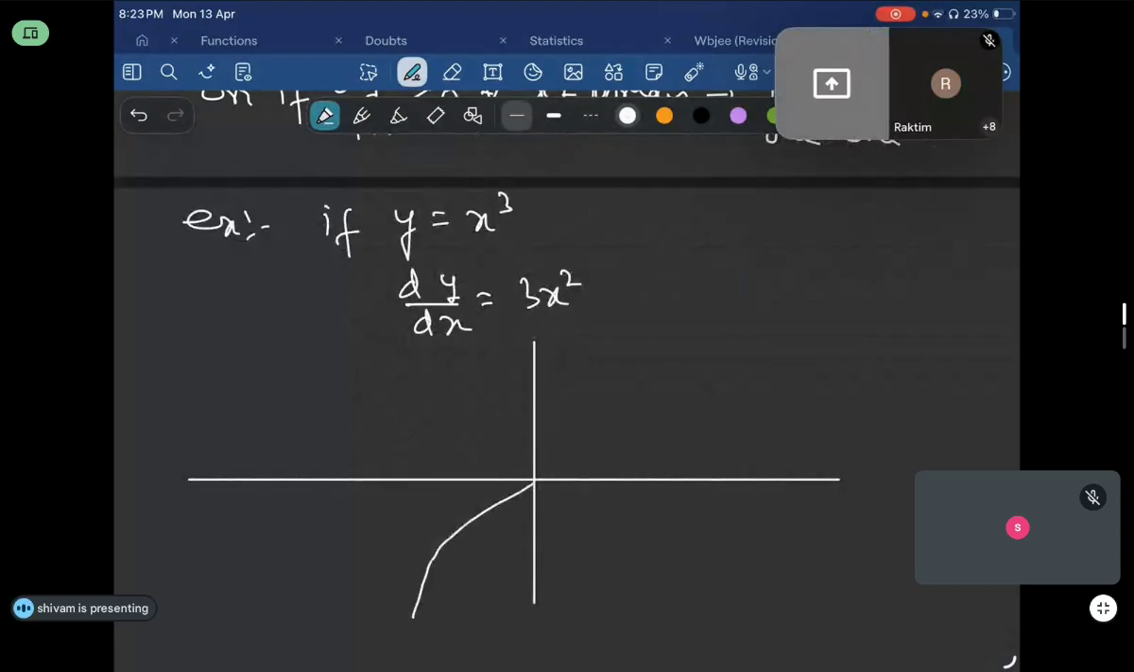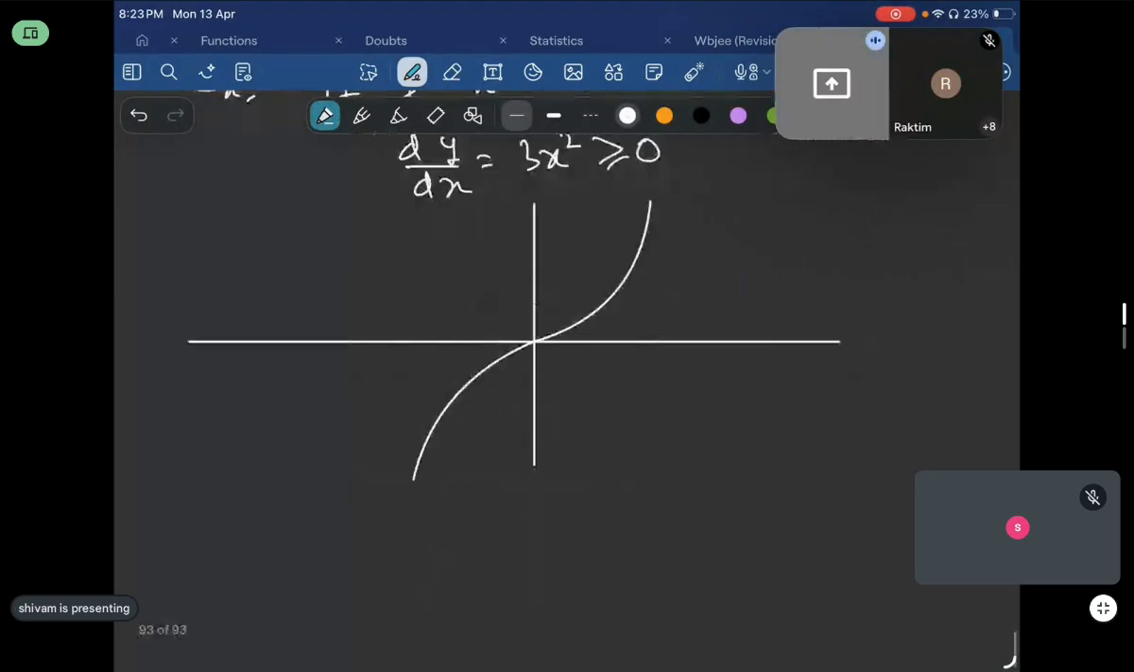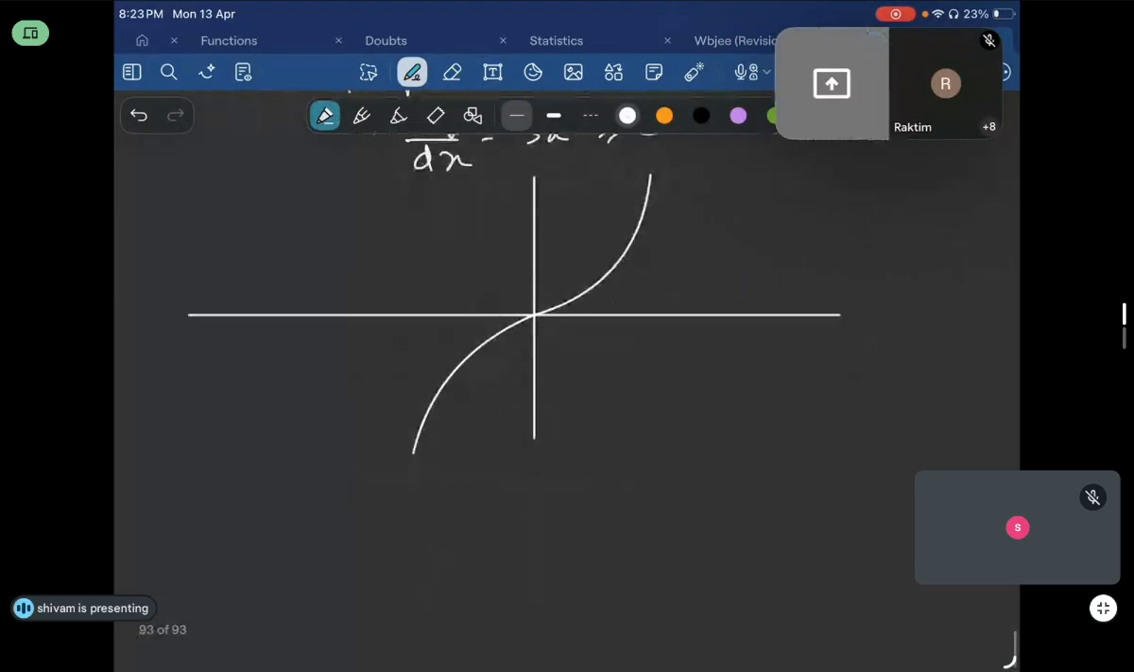Everyone, you can see that dy by dx, which is 3x square, is always greater than or equal to 0. So the function is always increasing. Hence, you won't find a straight line parallel to the x-axis which cuts the graph at two distinct points.